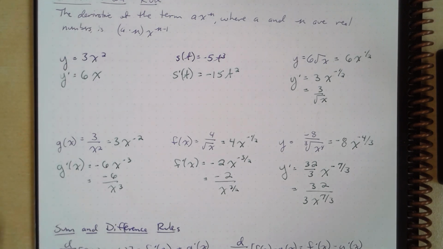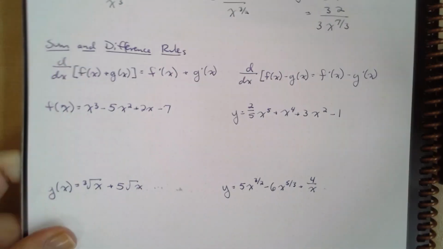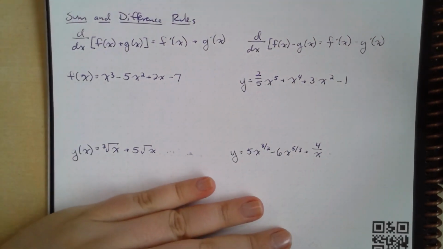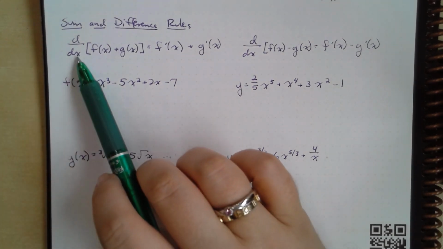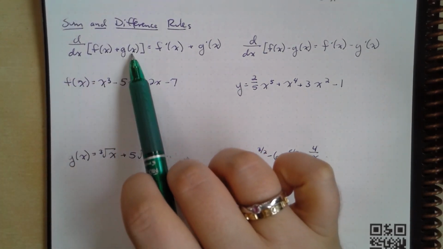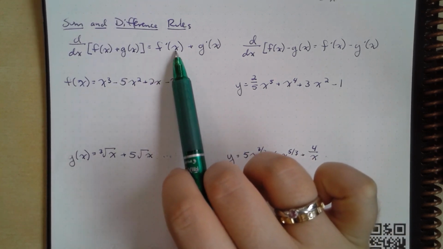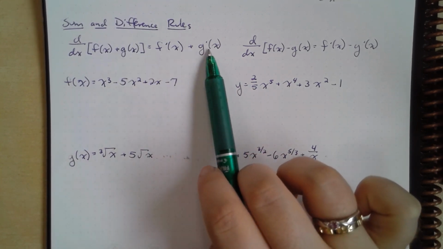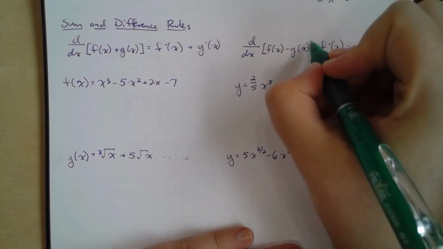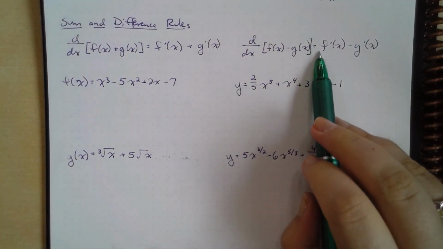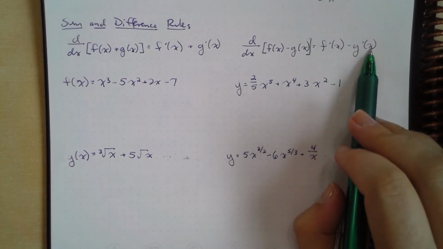All right. Hopefully that made sense to you, just kind of advancing on what we did with the basic power rule earlier. So now let's talk about sum and difference rules. The derivative of f of x plus g of x is equal to the derivative of f of x plus the derivative of g of x. And likewise, the derivative of f of x minus g of x is equal to the derivative of f of x minus the derivative of g of x.